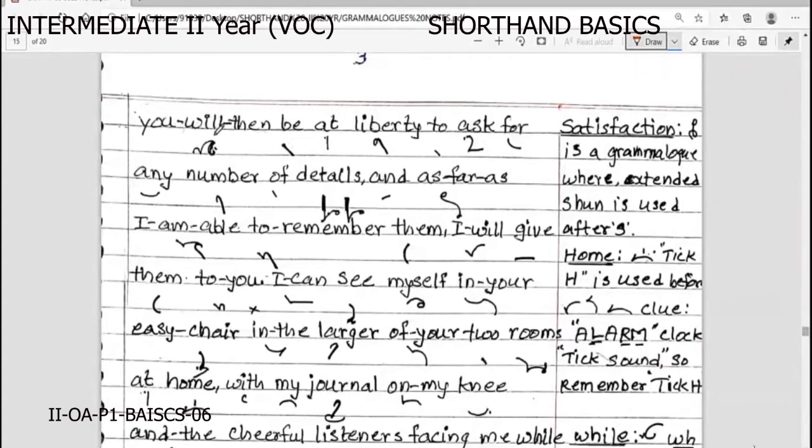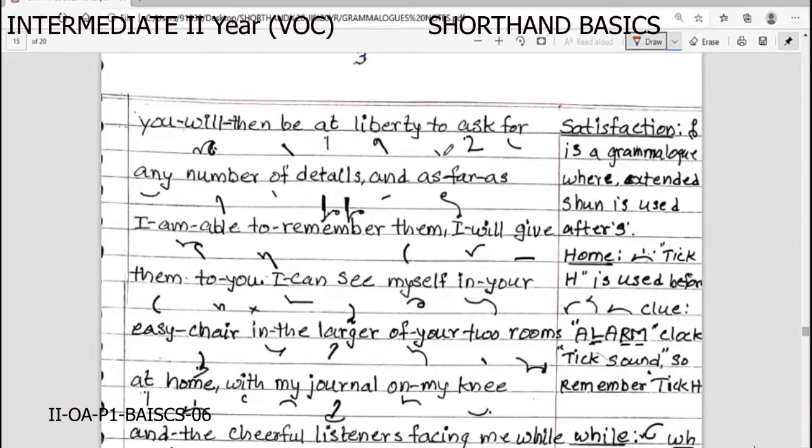Then you will then. You diphthong and will is L and the and who can is then. You will then. Be is be on the line. At is a vowel to t, at above the line. Liberty is bar on the line. To Grammalogue as usual again. To T on the line.